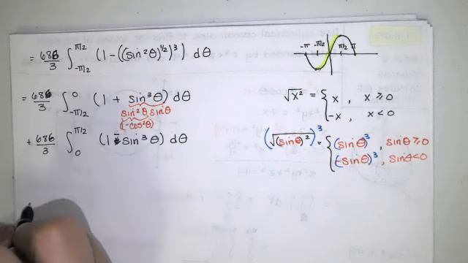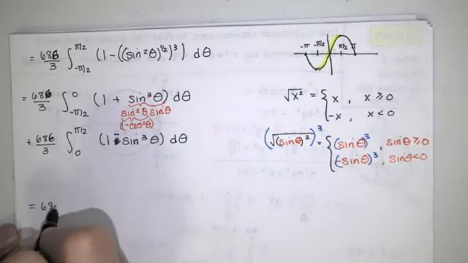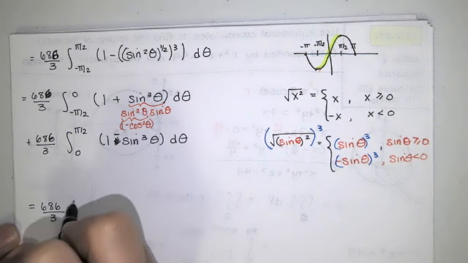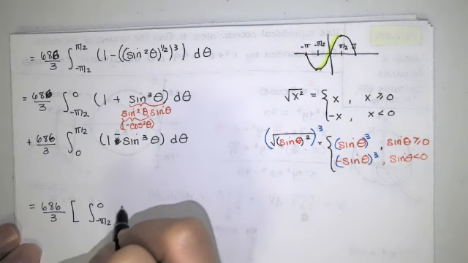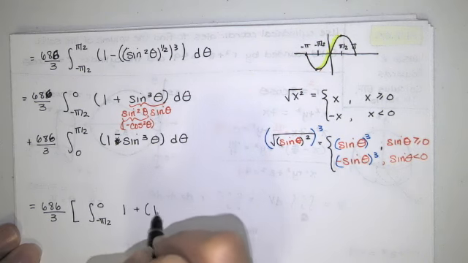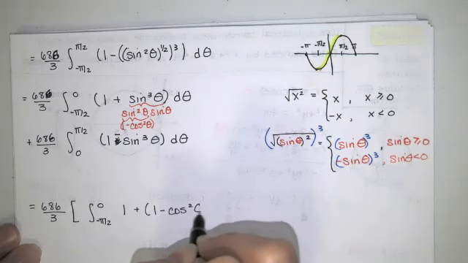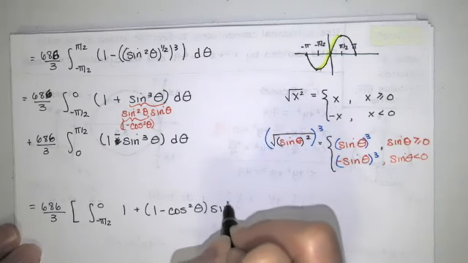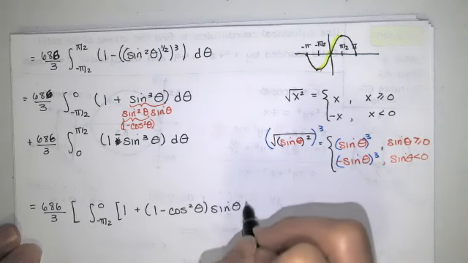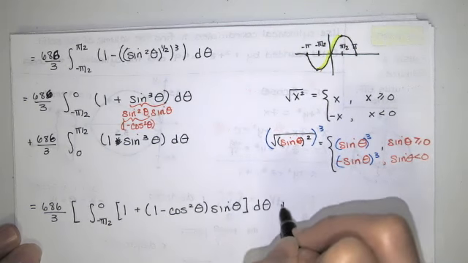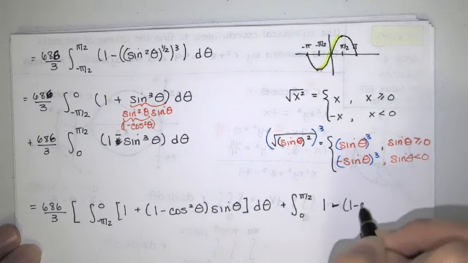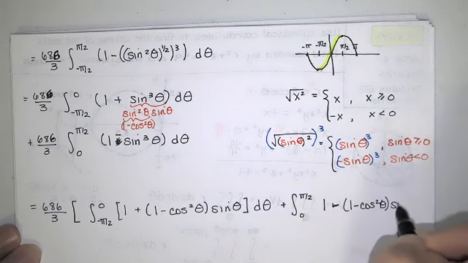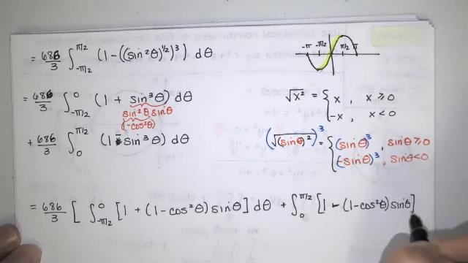Okay, so let me write all of this out longer with the 686/3 factored out. I have the integral from -pi/2 to 0 of 1 plus the quantity 1 minus cosine squared theta times sine of theta d theta. And then I have the integral from 0 to pi/2 of 1 minus cosine squared theta times sine of theta d theta.